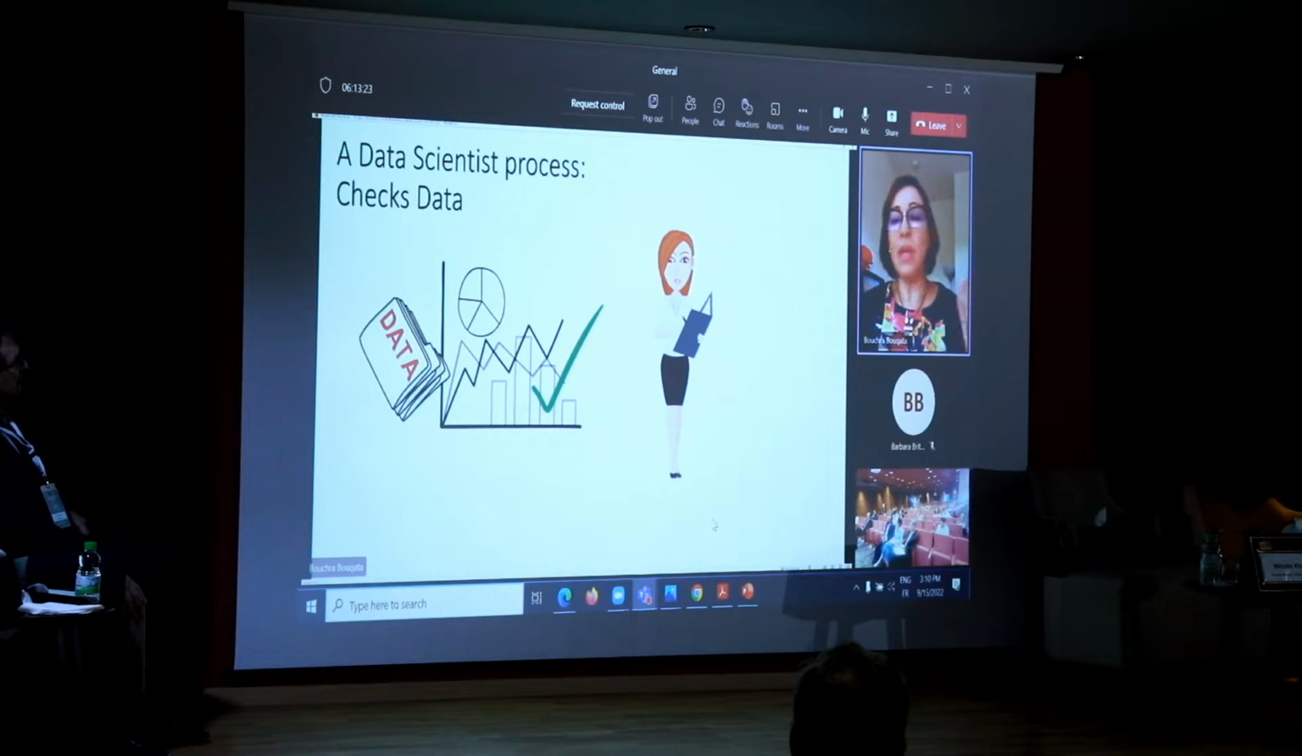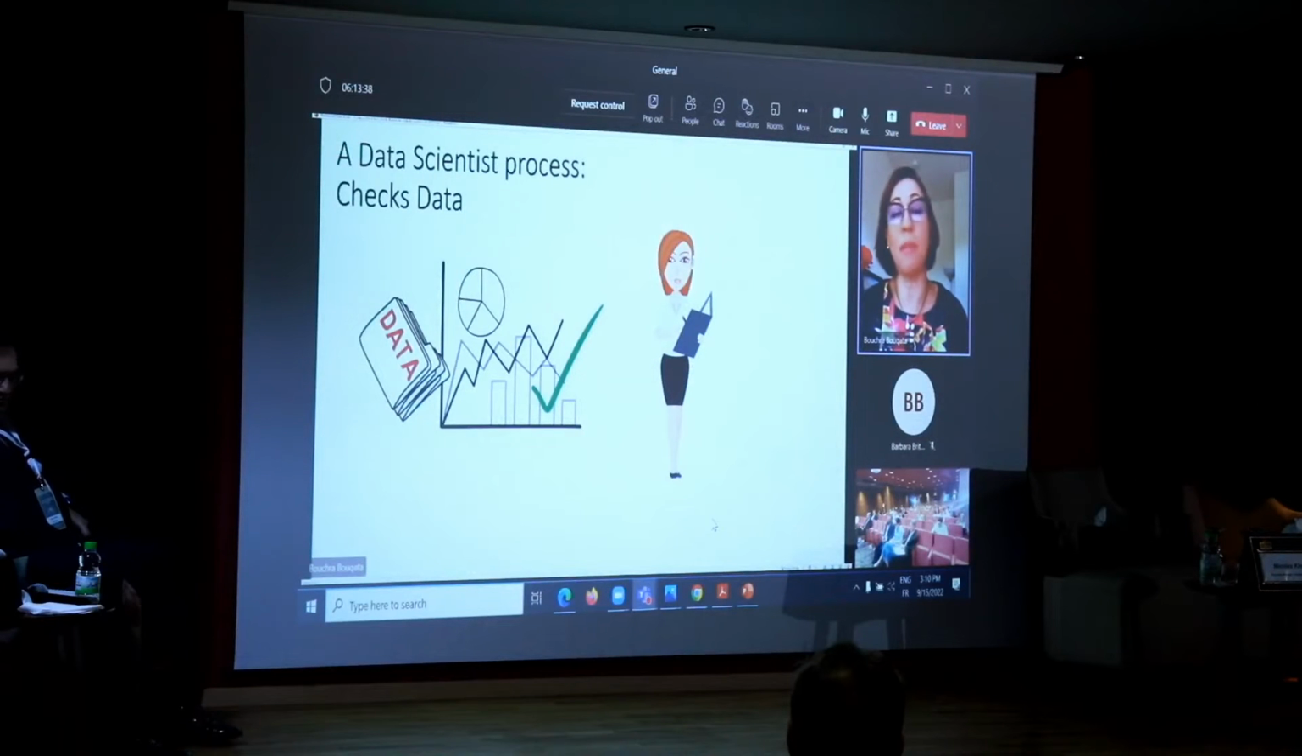And then once you have that data, you need to check it to make sure that it is correct, that it doesn't have noise, that it actually represents the state of your machine or the problem you're working on, and fill in any missing data and so on.